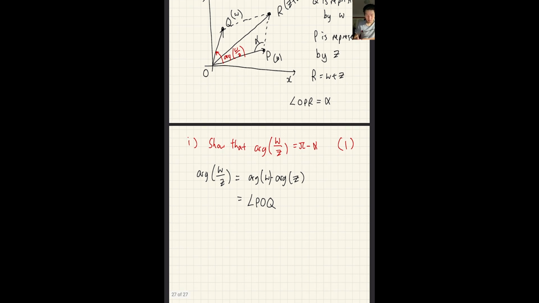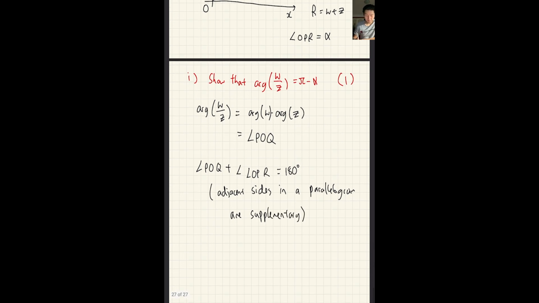And how do we get POQ? Well, we know that angle POQ plus angle, now we're going to add this angle here, which is angle OPR, that's equal to 180 degrees, as adjacent sides in a parallelogram are supplementary. So they add to 180 degrees.